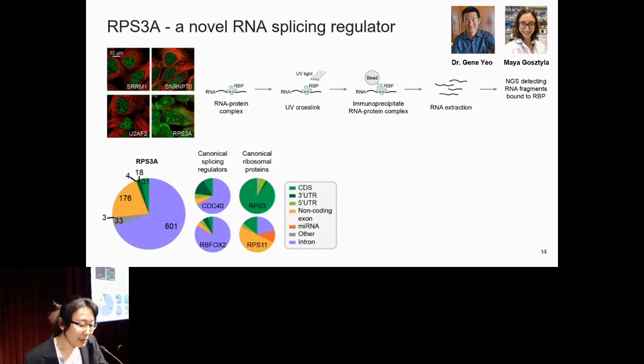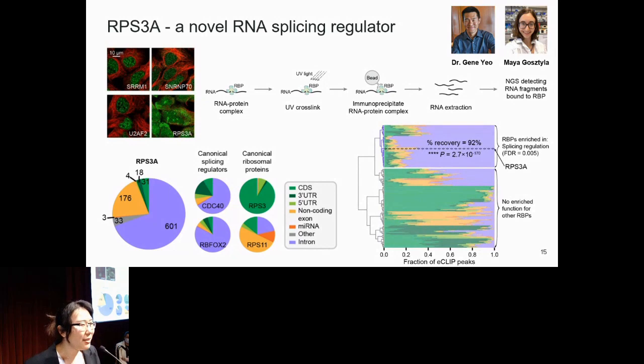As you can already see, RPS3A has an eCLIP profile very similar to that of canonical splicing regulators, but very distinct from canonical ribosomal proteins. That may just be an anecdote, so let's do it globally. We clustered RPS3A's eCLIP profile with all the publicly available eCLIP profiles online. We found that RPS3A robustly clusters with RNA binding proteins that are specifically enriched for splicing regulation.